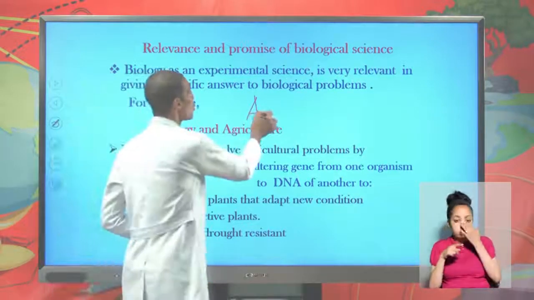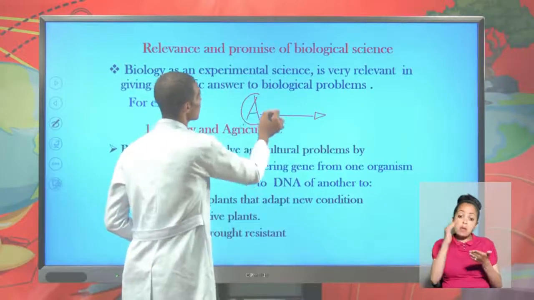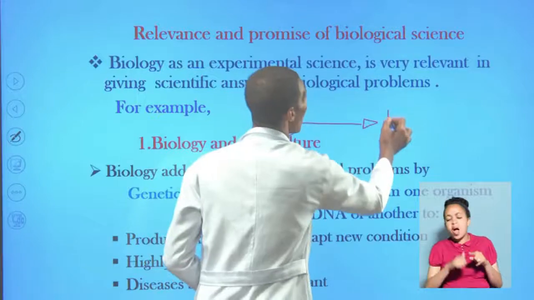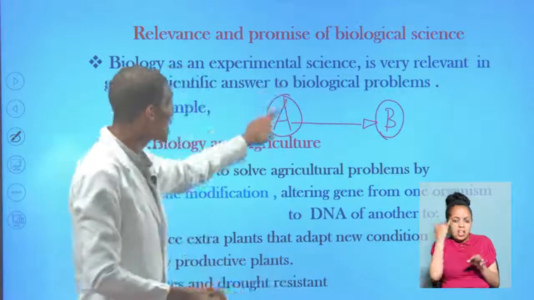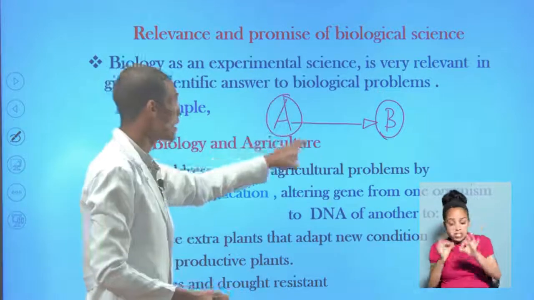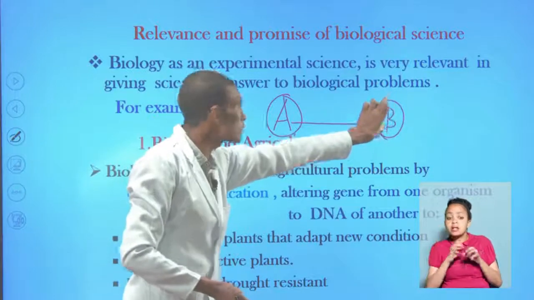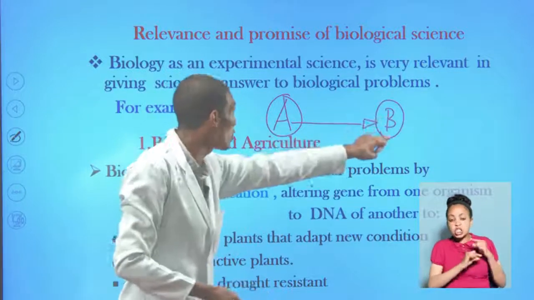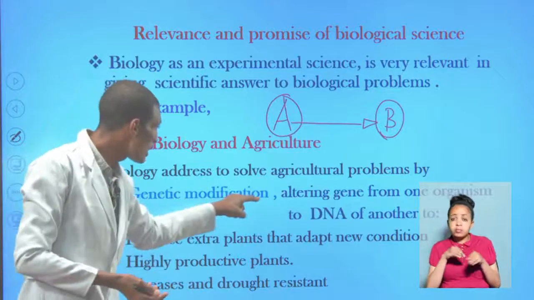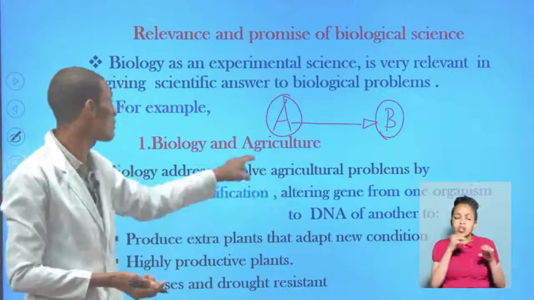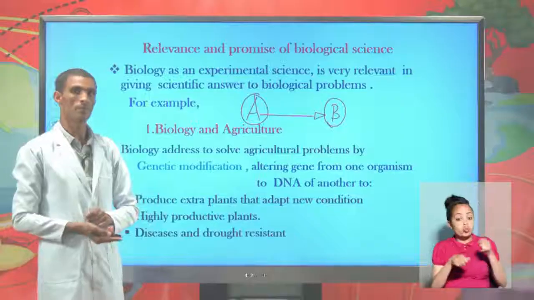So, we are capable of transferring a gene found in a highly productive plant to another, less productive and less resistant plant. If a gene can be successfully transferred from plant A to plant B, plant B can express the gene transferred to it, just like plant A. So, genetic modification is very important in the improvement of our agriculture, which is a contribution of biology.